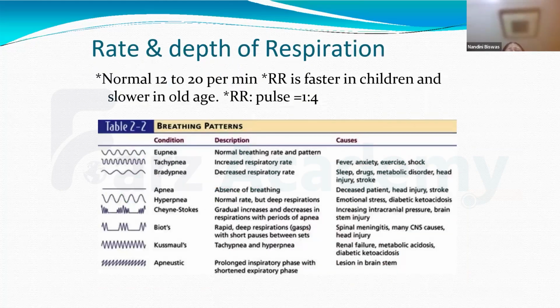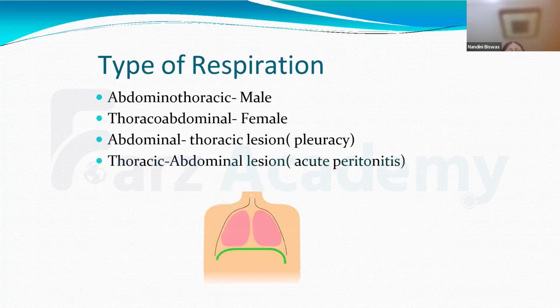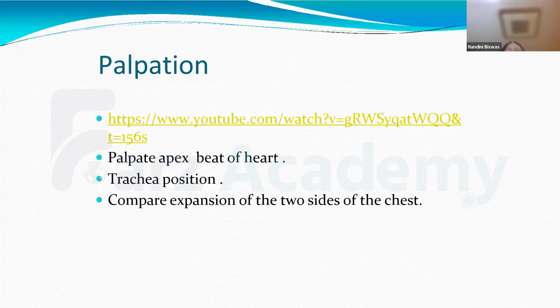And then you look for the rate of respiration, depth of respiration. Has the patient got normal respiratory rate? Has the patient got tachypnea? Is the patient breathing shallow or normally? Very important you do that because these are the only things that you will get. You won't get anything beyond that. Types of respiration you might skip, and then you go for palpation.